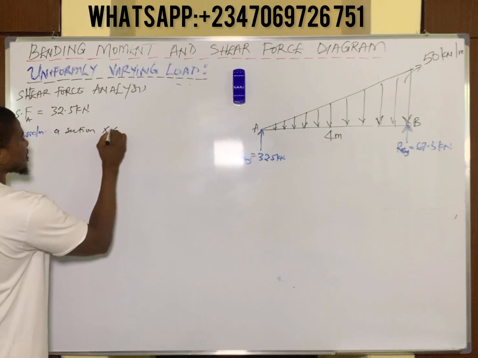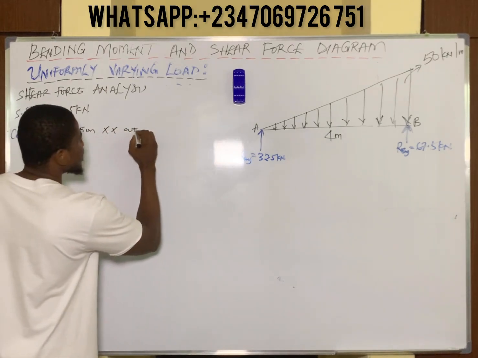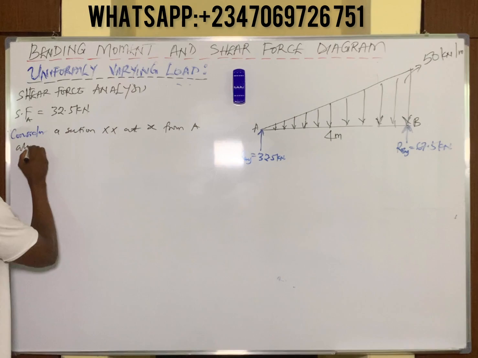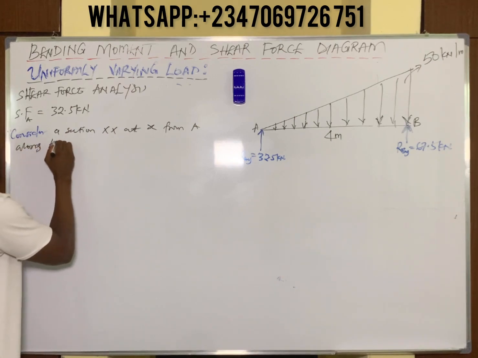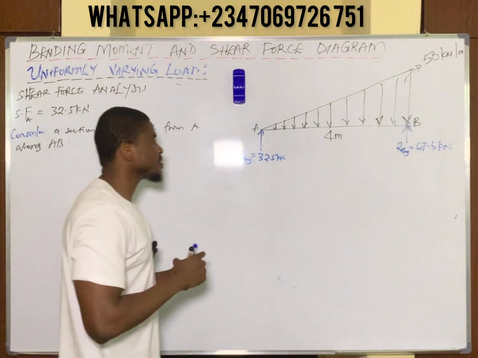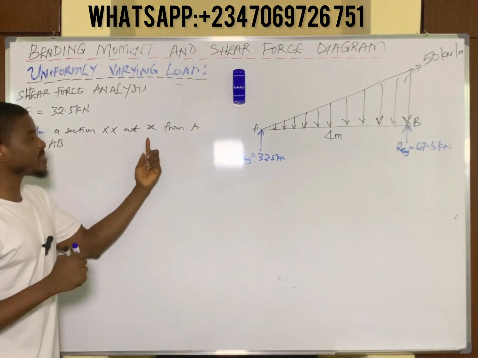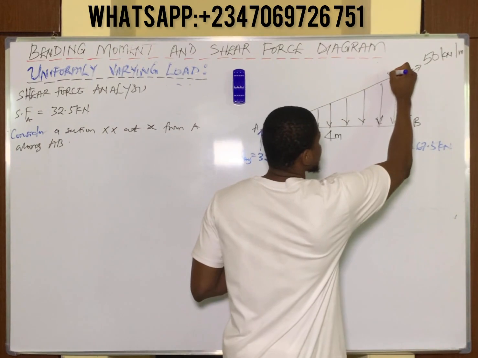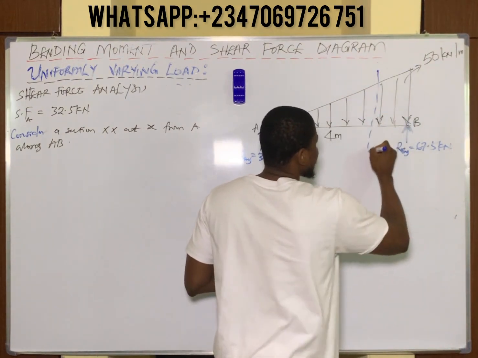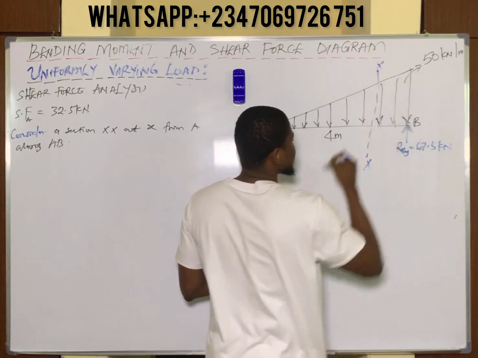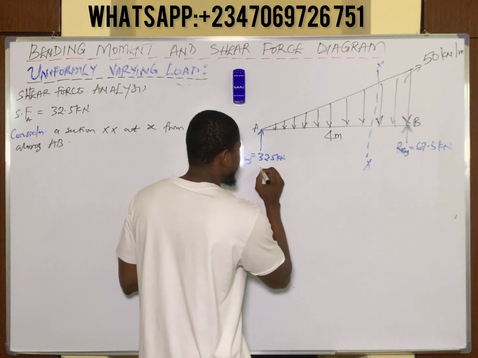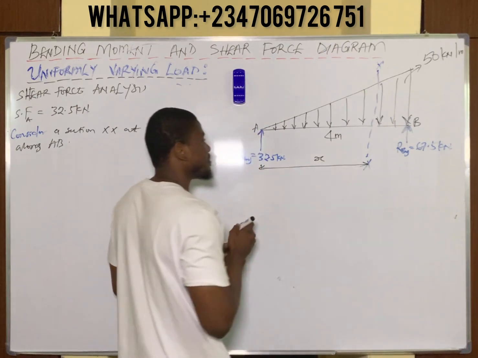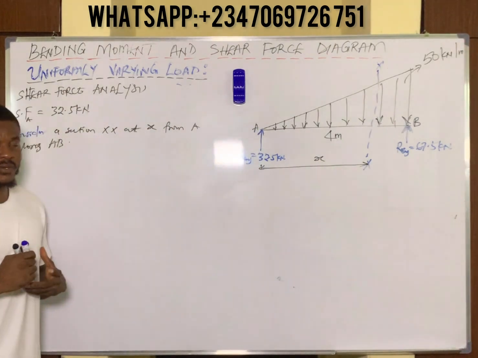Consider a section XX at a distance X from A along AB. So you simply consider a section, and that section is at a distance X meters along AB. You can make your section just somewhere around here. This is your section XX, and you're simply saying that the distance from point A to the point of section is now going to be X meters. That's your condition now.